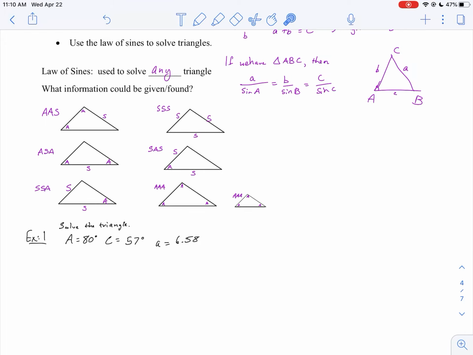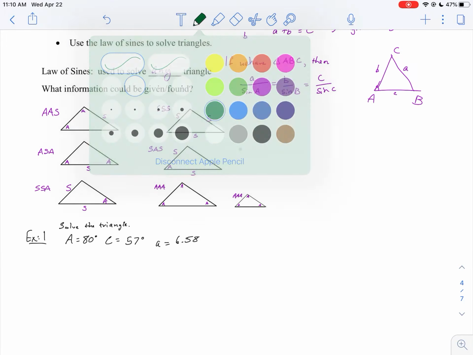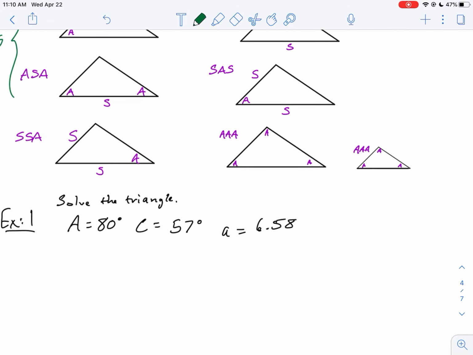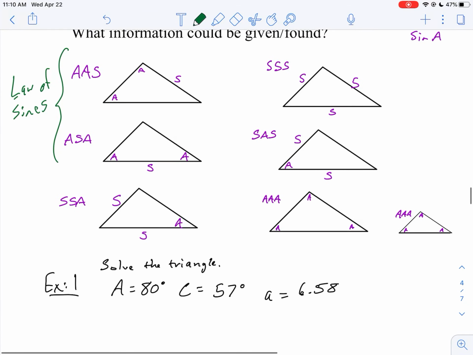Something that's interesting here, and I'm not going to test you or quiz you on this, just an FYI: the law of sines works really well on these two. It also kind of works on side, side, angle. I'm not going to hit this too much. This is what's called the ambiguous case. If you want to learn more about that, you can Google it and learn about it online.